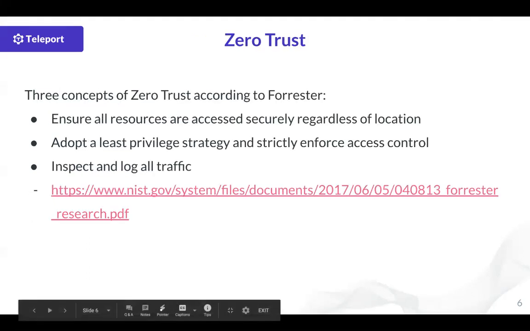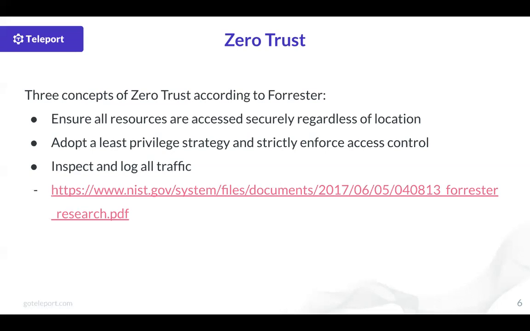The last high-level security concept I'll mention is zero trust. Zero trust is a model that was developed in response to NIST's request for feedback to a document called Developing a Framework to Improve Critical Infrastructure Cybersecurity. According to the analysts at Forrester, the three main concepts of zero trust are: ensure all resources are accessed securely regardless of location, adopt a least privilege strategy, and strictly enforce access control. And lastly, inspect and log all traffic.